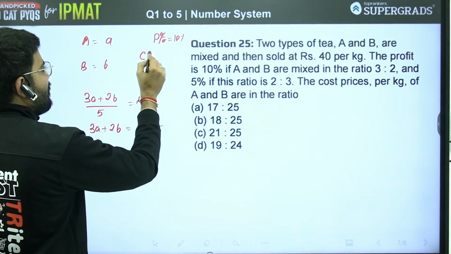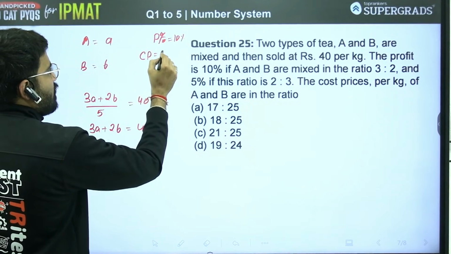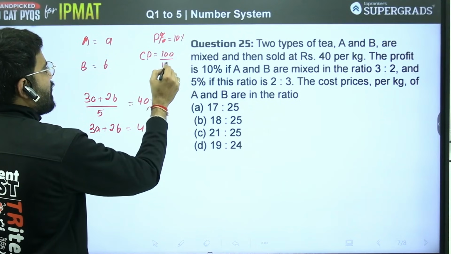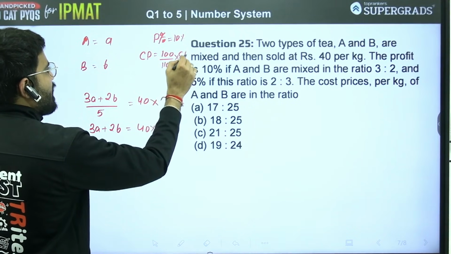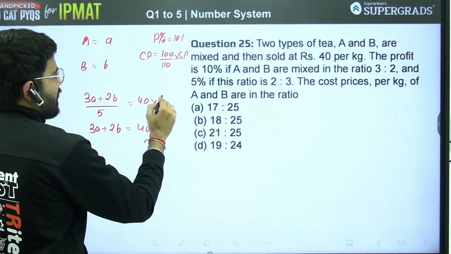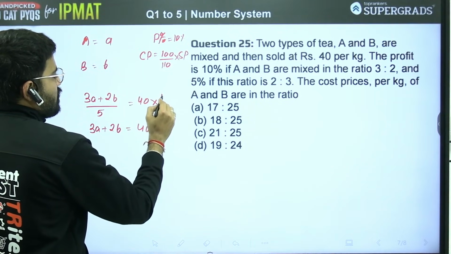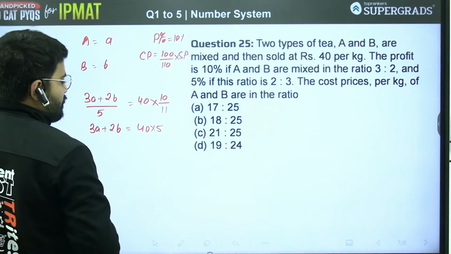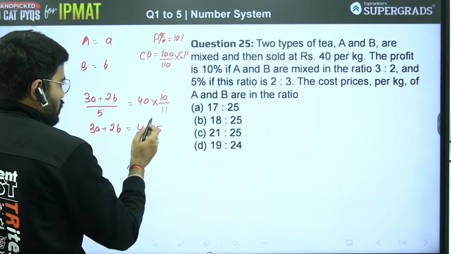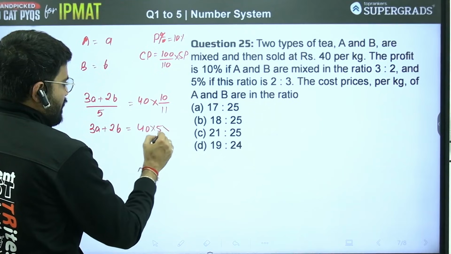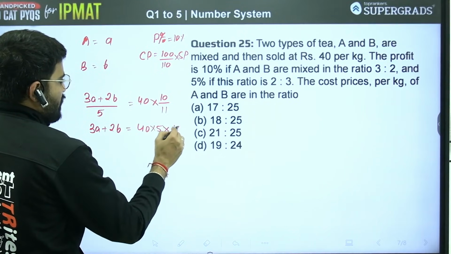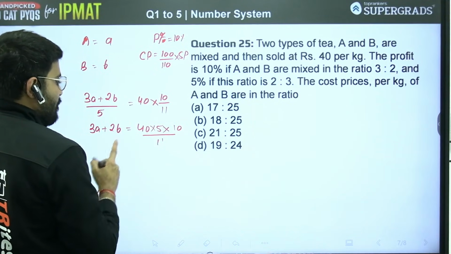So CP will be equal to 100 upon 110 multiplied by SP. So it will be 40 into 1, or I can say 10 by 11. So the equation will not be this, it will be 40 into 5 into 10 by 11. This is my first equation.